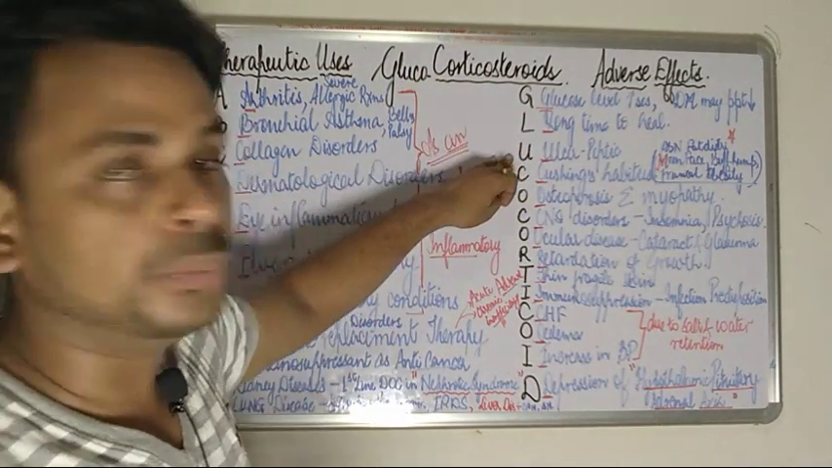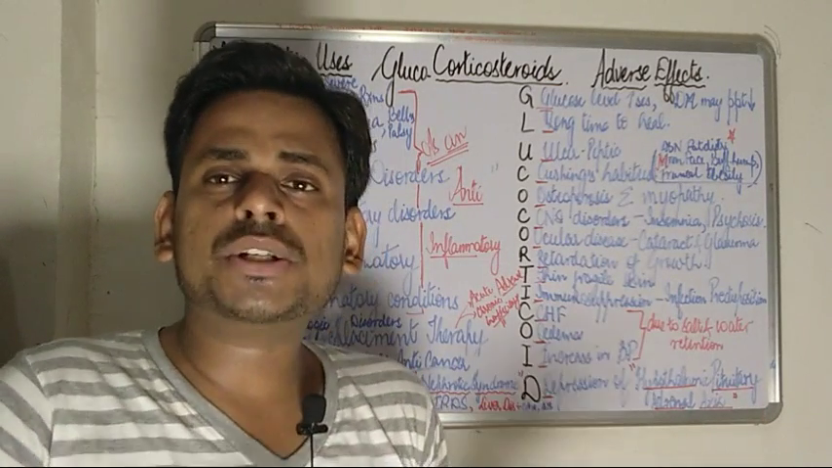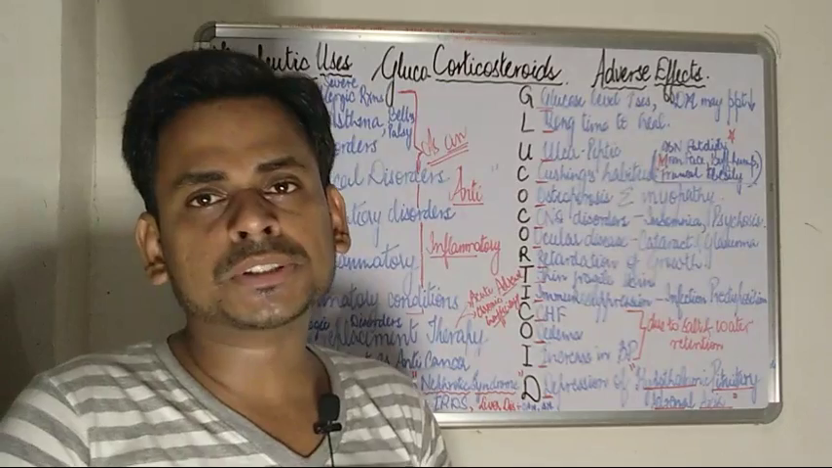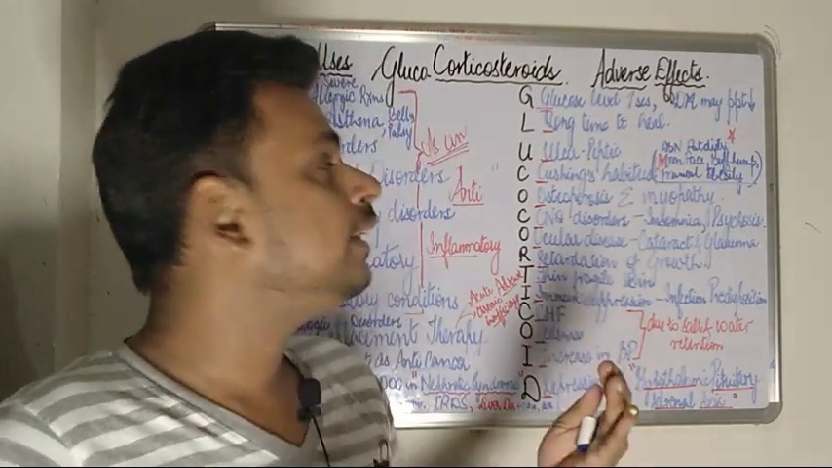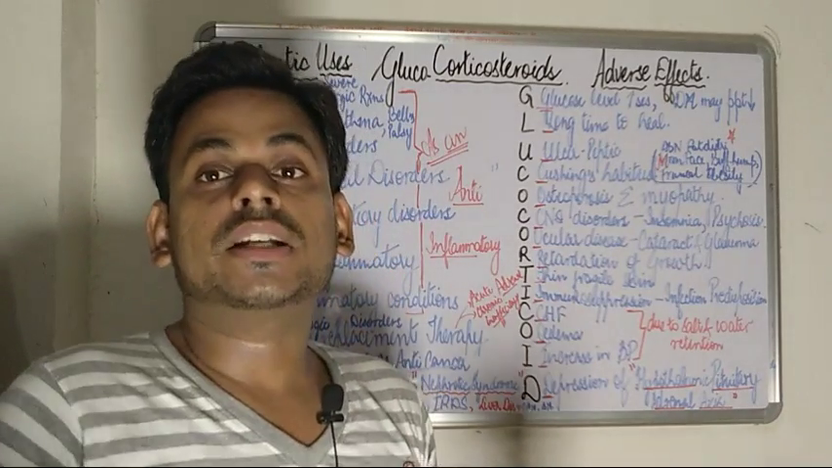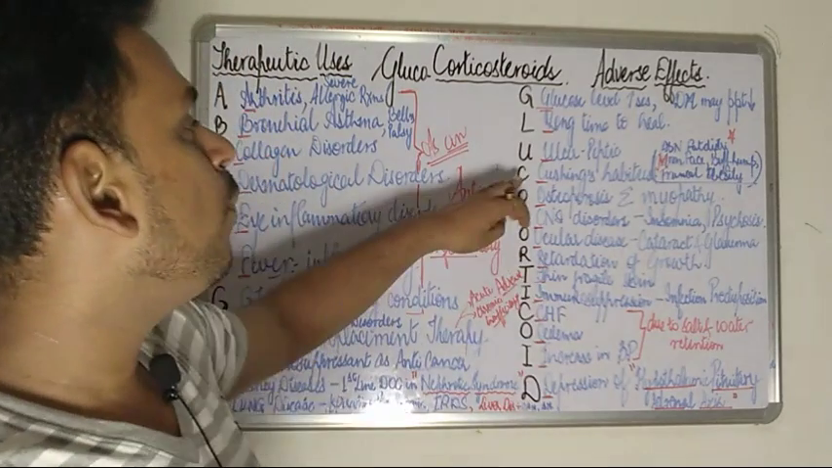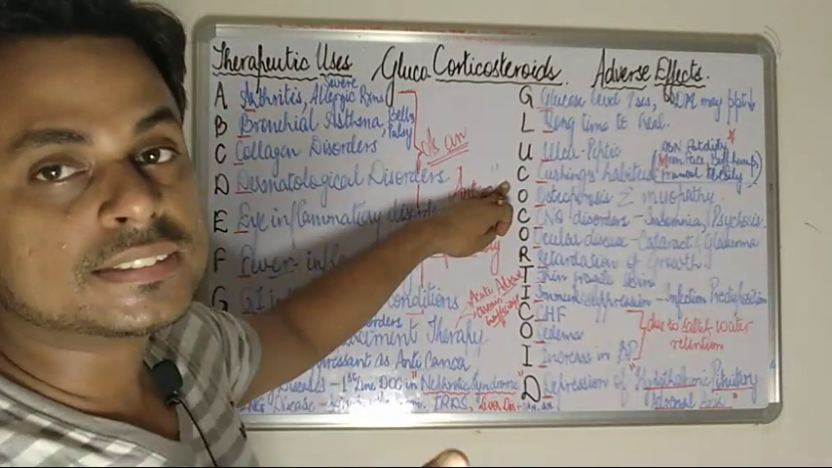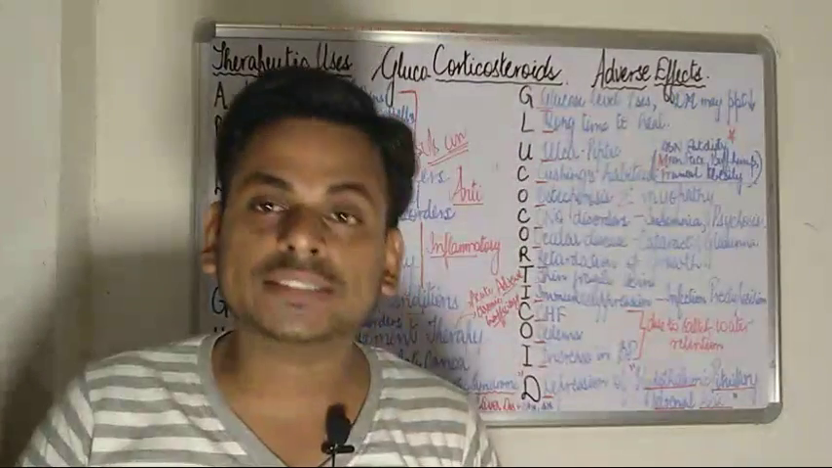Moving on to the U. The U stands for ulcer, that is, peptic ulcer. Certain patients who are on corticosteroid therapy show a possibility of developing peptic ulcer. This has been reported in certain patients. Moving on to the first C of the glucocorticoids, it refers to Cushing's habitus.